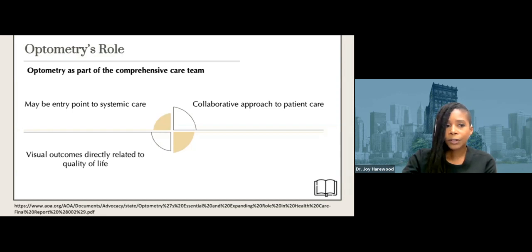It's also important to note that visual outcomes are directly related to your quality of life. If you ask people when they get older what they're most afraid of losing, it's almost always going to be their vision and their memory. So it places us at a very important part of the healthcare system.